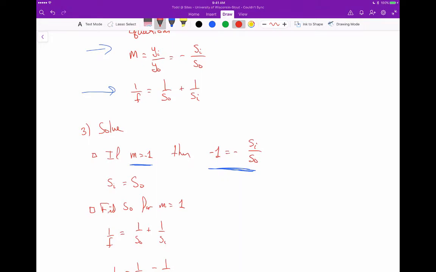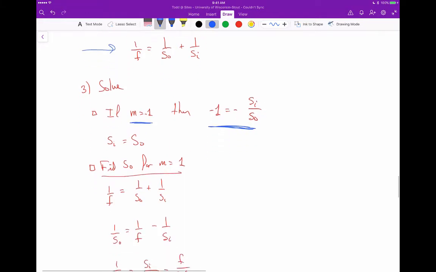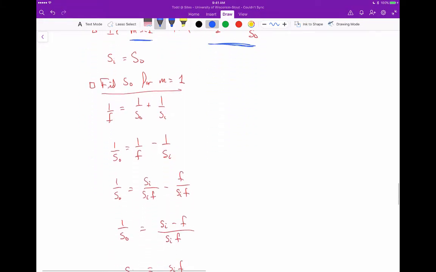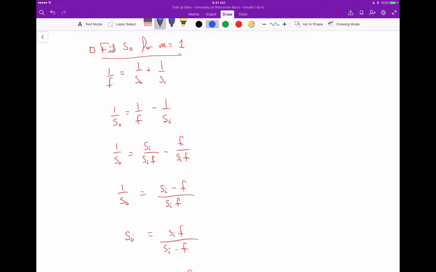Now I want to figure out what exactly SO is in that case. So going to the thin lens equation, I'm going to go ahead and solve that for SO. And we end up, after a few steps, with this equation right here. You'll notice that this looks very similar to the equation for the image distance as well. If you swap out O and I, you still get the same equation simply because SI and SO appear in the same form in the original equation.